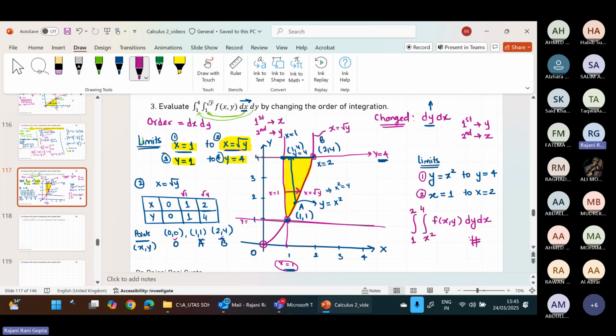Okay, this is your changed order of integration. If you understand this, then it's good because after that, nothing is left. You just need to integrate. This is the most important thing that you should understand. So if you didn't get anything, please ask me. Silence means I assume it's clear, huh?